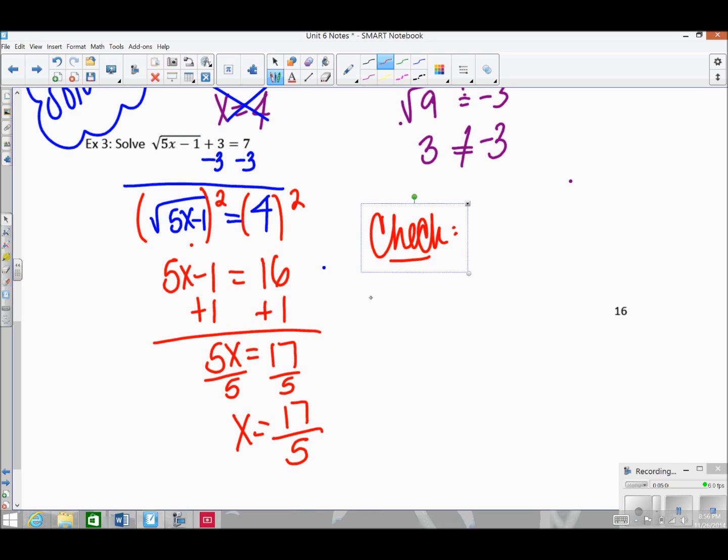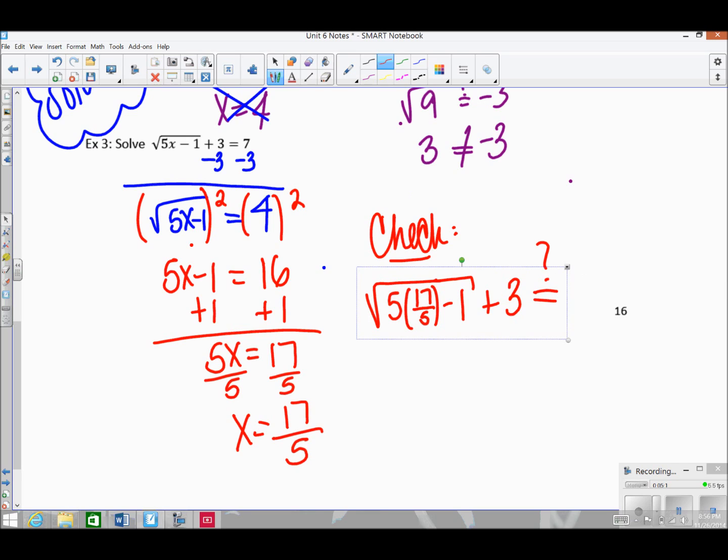So I have 5 times the square root of 17 over 5, minus 1, plus 3, and I'm trying to see if that equals 7. So I'm going to simplify the left-hand side here. Right here, the 5's are going to cancel. I'll be left with 17 minus 1, which will be 16.